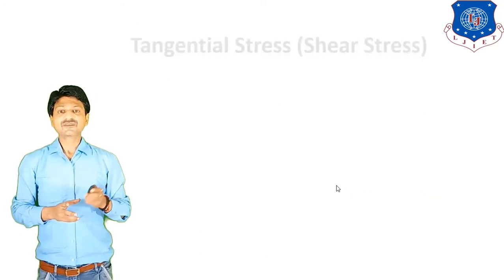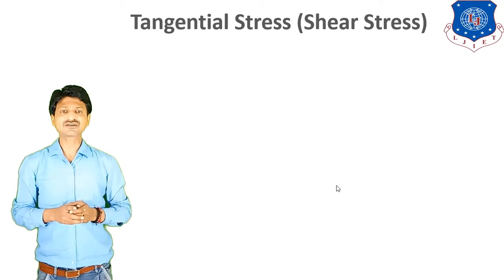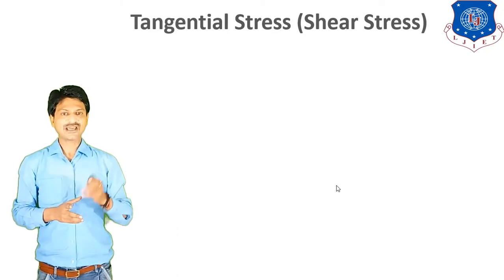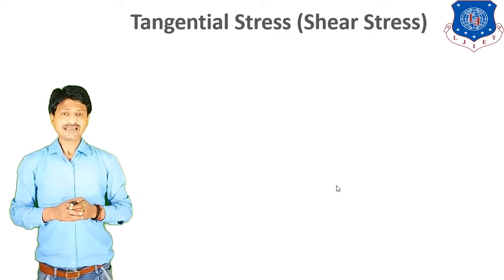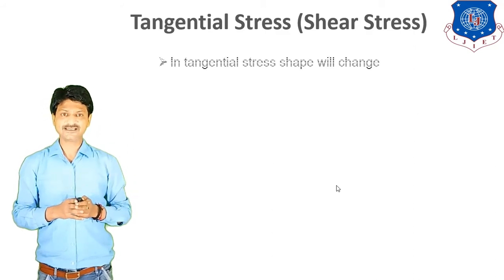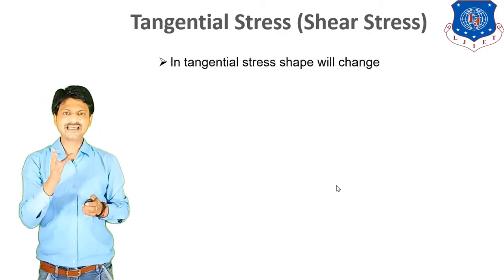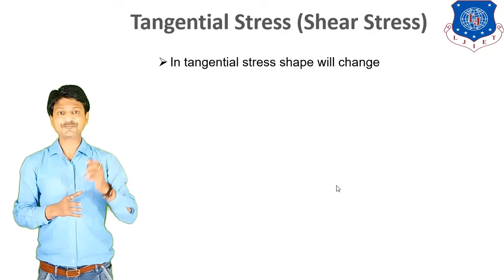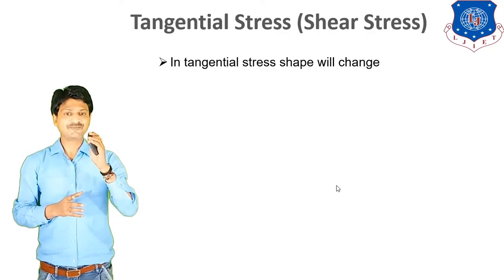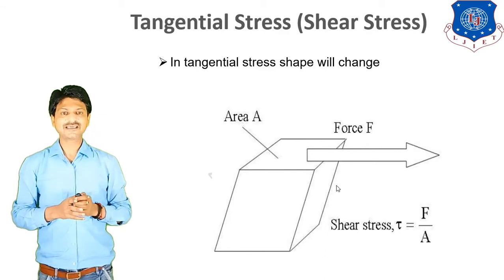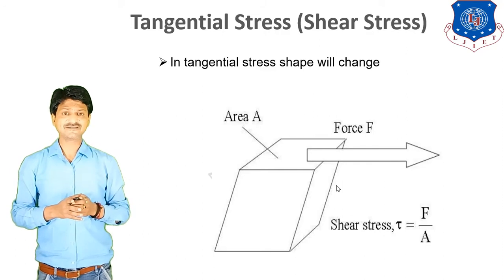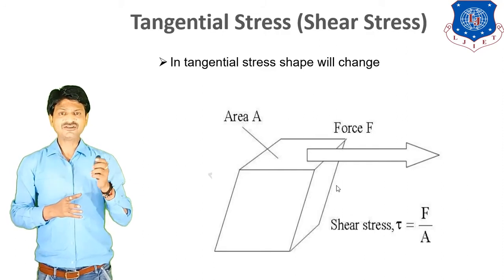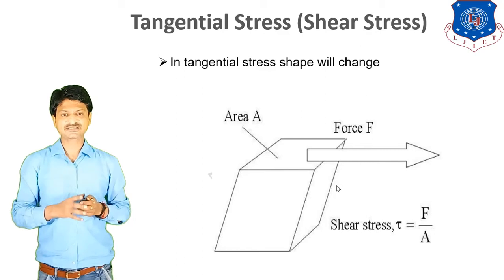Now the last one is tangential stress or shear stress. As we have discussed with shear load, in the case of this stress, the orientation of the sample will change. So we can say that in tangential stress, the shape of the sample will change. By measuring that angle, we can find how much stress is applied. So it is also known as shear stress.